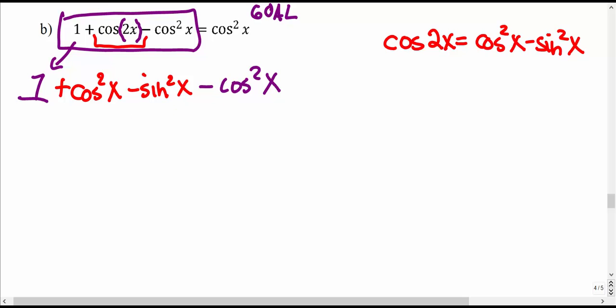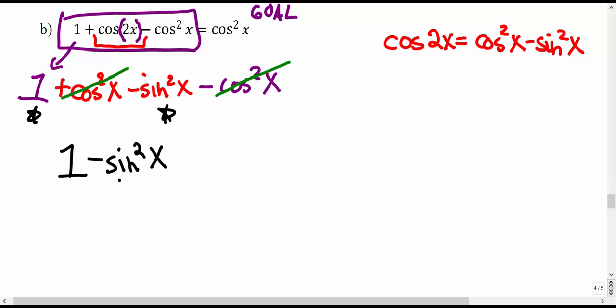As soon as we do that replacement, we see that we have cosine squared x minus itself. So these two terms are like terms, and they have opposite signs, so they will cancel out. So we can bring down the 1 and the minus sine squared x. We're trying to get to cosine squared x.